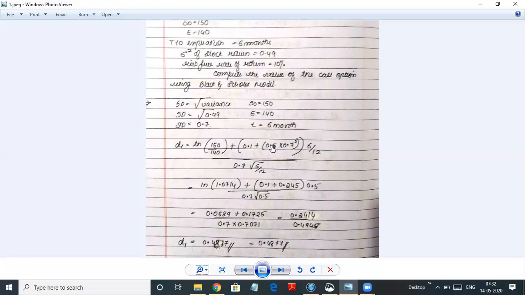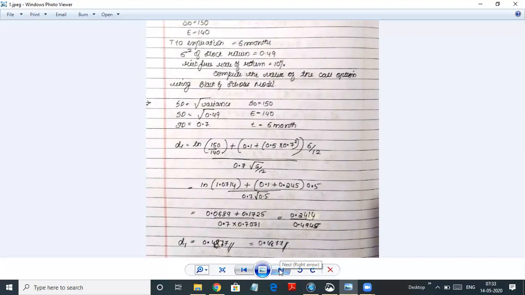Plus we'll multiply this. 0.7 squared is 0.49 into 0.5 you get 0.245, and 6 by 12 is 0.5, the whole divided by the values. So now find the natural log of 1.0714, you get 0.0689. Add these two and multiply with 0.5, you get 0.1725. The whole divided by 0.7 into square root of the time, that is 0.7071. When you multiply and then divide, you get 0.2414 divided by 0.4945. The answer for D1 is 0.4877.